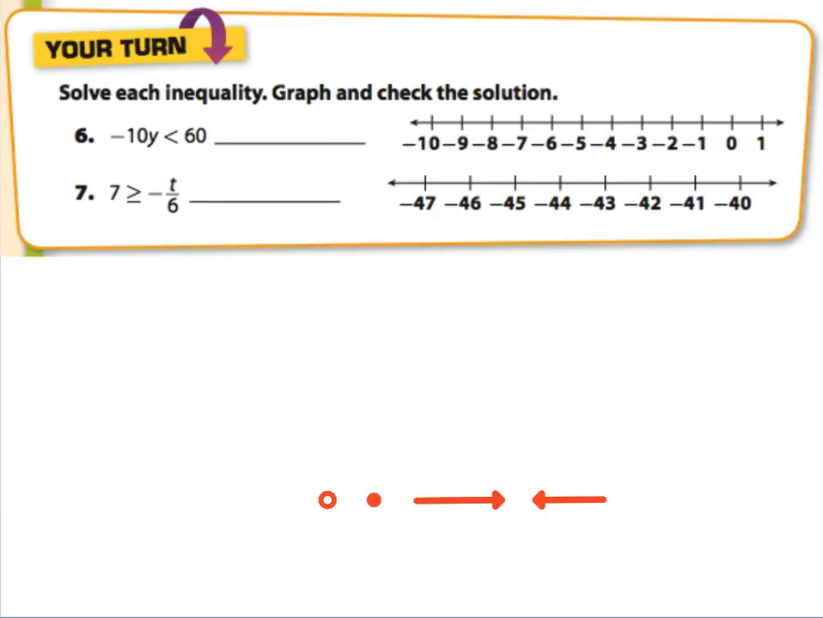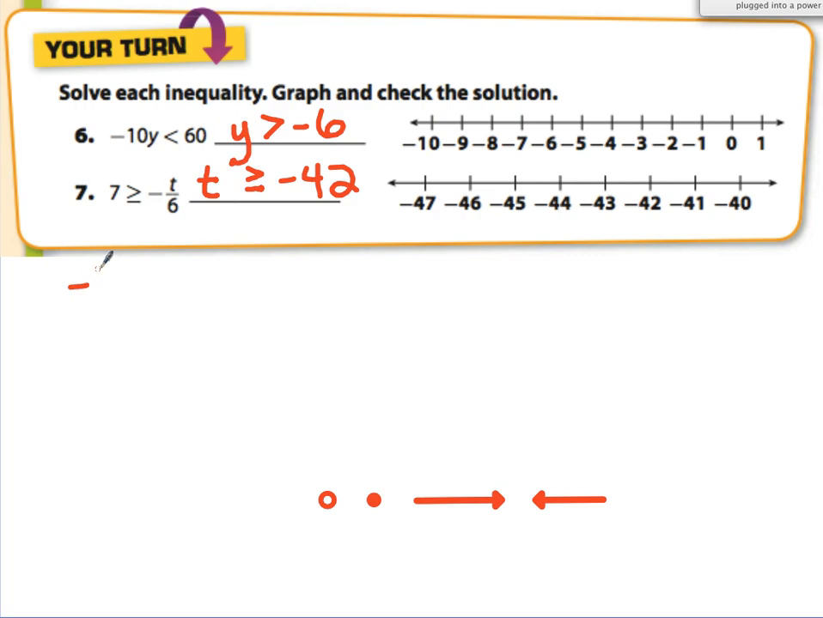So here you have two problems. What I'd like you to do is, again, try them, come back and check your answer, and then graph it and come back and check your answer. So for this one, you should have gotten that y is greater than negative 6, and that t is greater than or equal to negative 42.